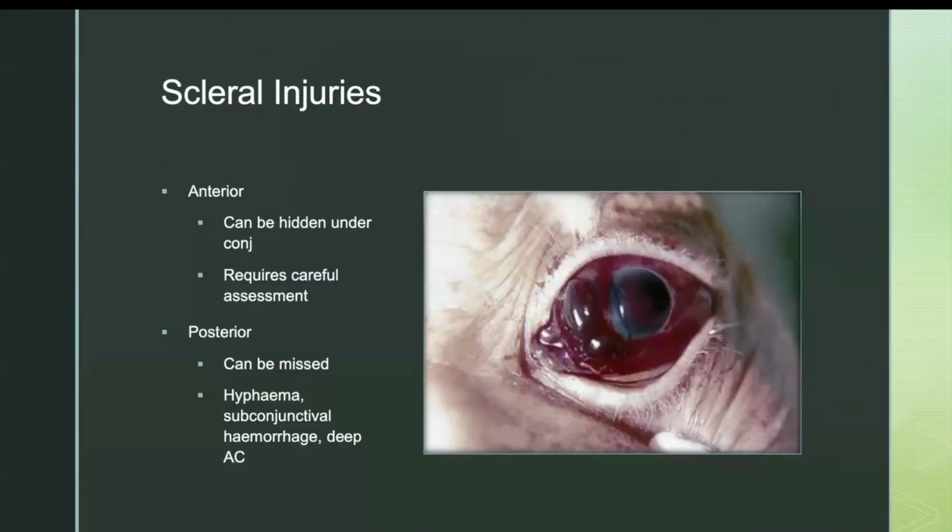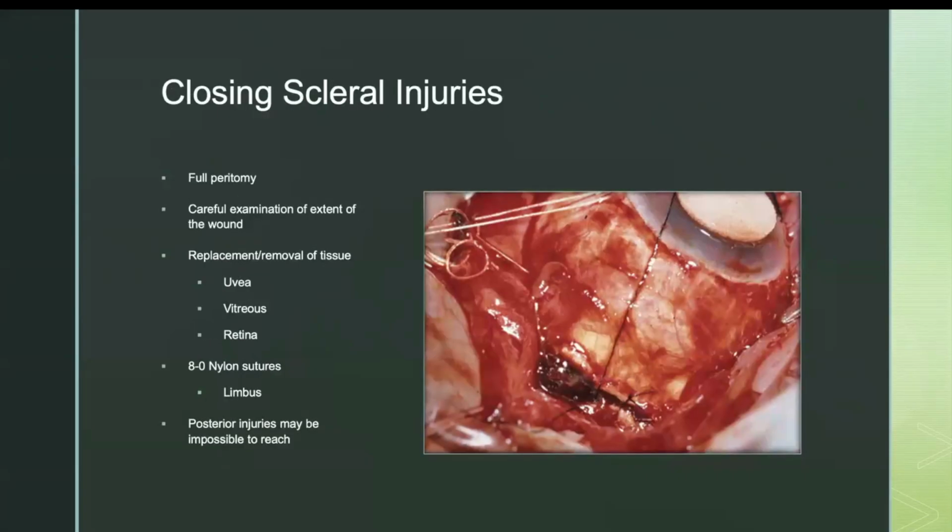So depending on whether that rupture is anterior or posterior, you're going to have certain surgical considerations to take as well. When it comes to closing these scleral injuries, you really ought to perform a full peritomy, or at least a peritomy enough for you to be comfortable that you have seen the complete extent of the wound. Sometimes if that wound is tracking backwards, you might not be able to get right to the back of the wound. You might need to remove some muscles in order to actually close the wound completely.